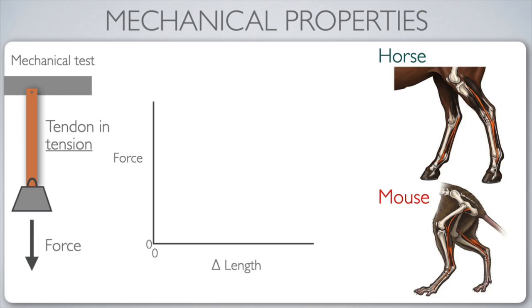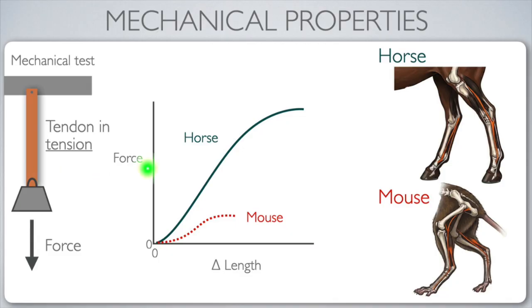Now, for a horse, we extract the tendon from the cadaver of a horse, we apply different forces to it, and we measure the change in length. And the convention is to have force on the y-axis here, even though the force is essentially the independent variable. But if you do that mechanical test, then you'll find a curve that looks something like this. You do the same for the mouse tendon, and you get a curve that looks like this.